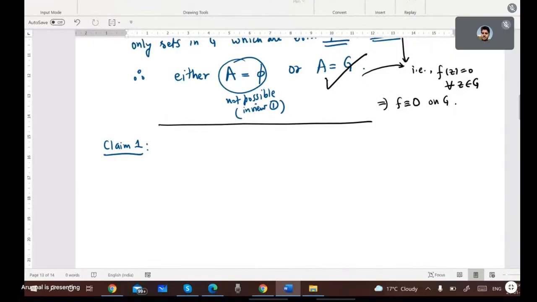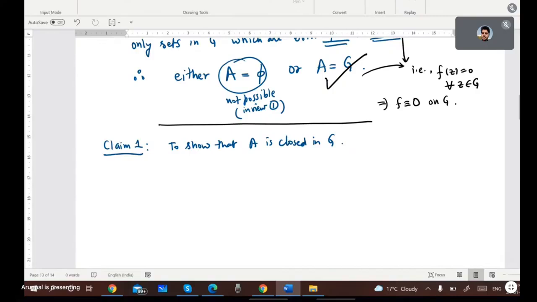Class, to show that claim 1 is to show that A is closed in G. Again, class, there are various ways of showing a set to be closed. The way I am going to use here is the following: I am going to take a convergent sequence in A, and I will show that its limit is also in A, and that will establish that A is closed.